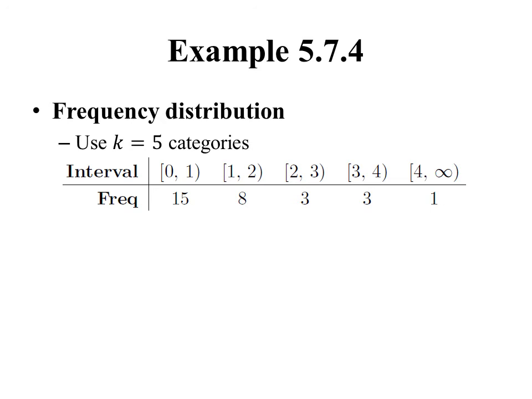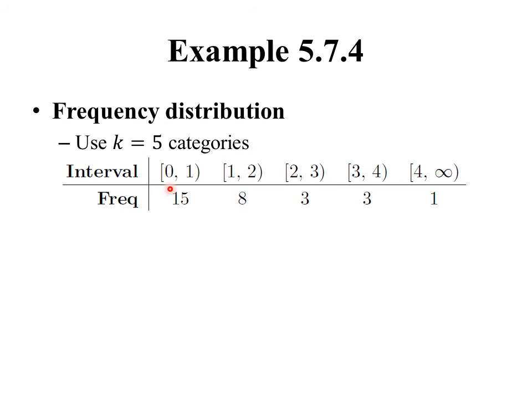Now the next step is to create a small frequency distribution of our data. And so here we're going to choose to use k equal 5 categories. Why did we choose 5? Well, just because it was a nice round number. But as we're going to see in a bit, this number of categories was actually too many.